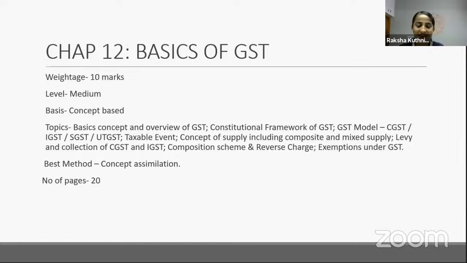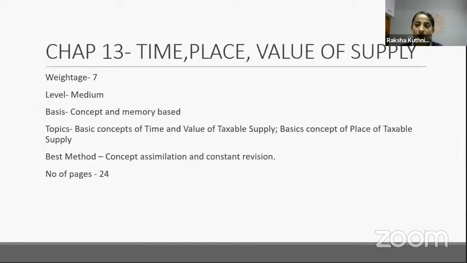Okay. Next. Coming to chapter 13, you have time, place, and value of supply. Here, 7 marks has been allotted in the previous attempt. Level is again medium. What is time of supply? What is place of supply? What is value of supply?